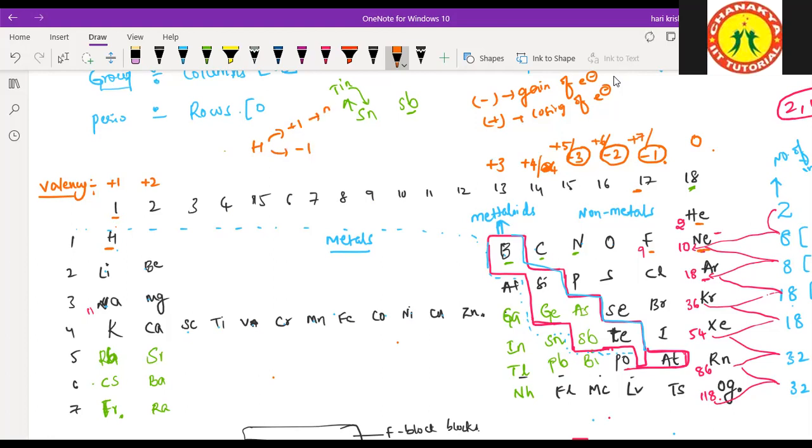This is in the case of metals. This is in the case of, sorry, non-metals. Very correct.